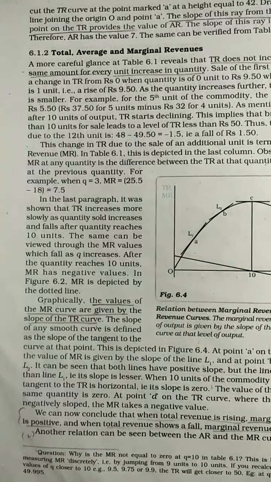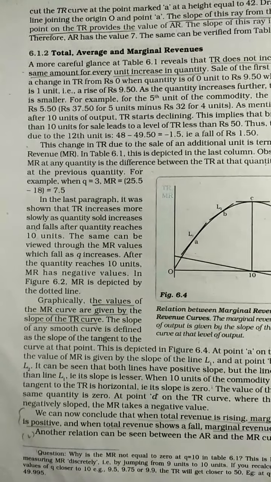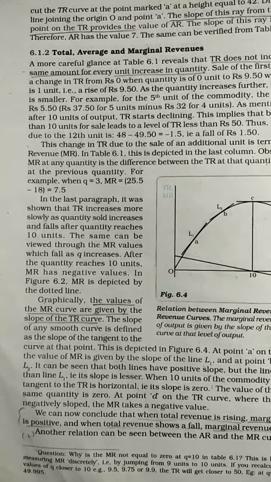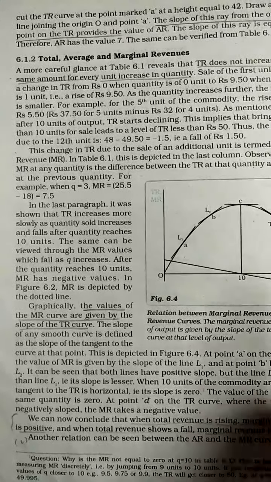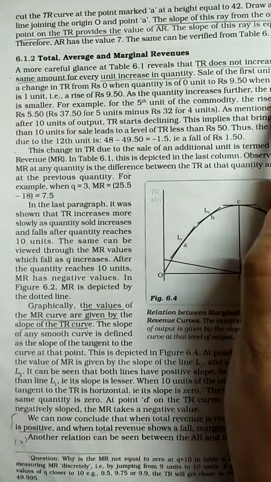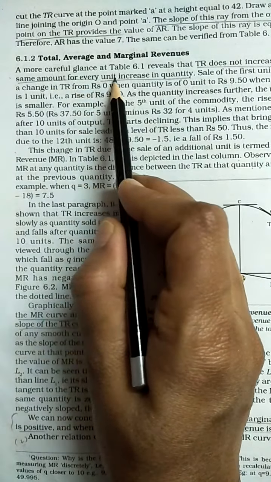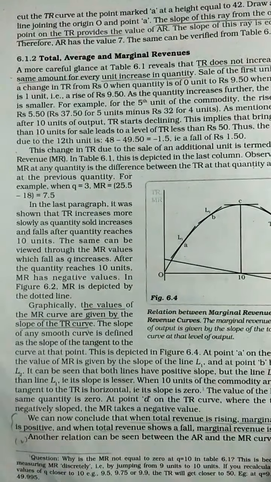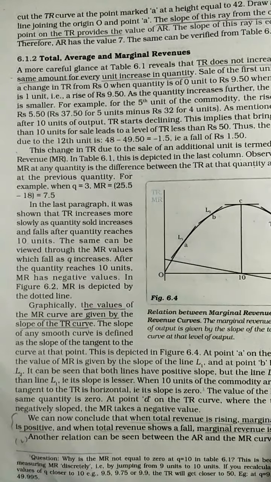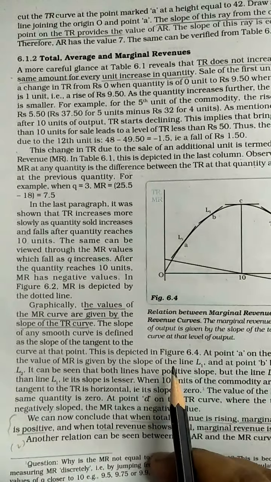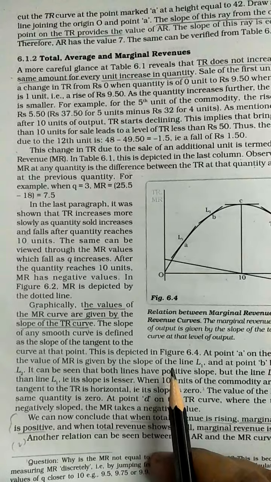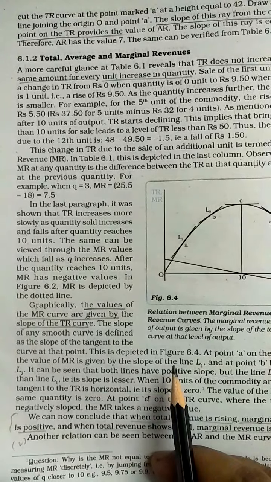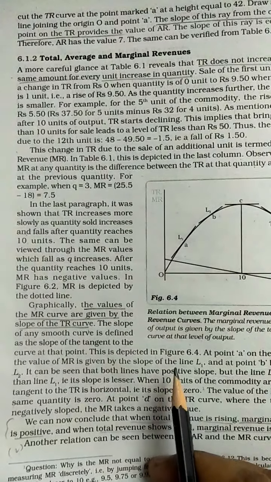Today we are going to study total revenue, average revenue and marginal revenues. First of all, what is total revenue? Total revenue does not increase by the same amount for every unit increase in quantity. That means every additional unit of quantity sold results in an increase in the total revenue, but that increase is not in the same amount. That we can see here.